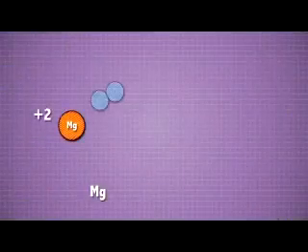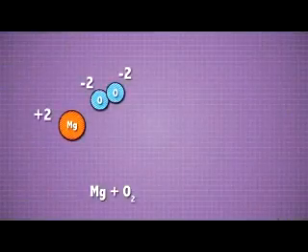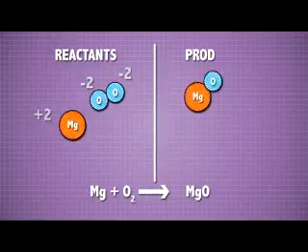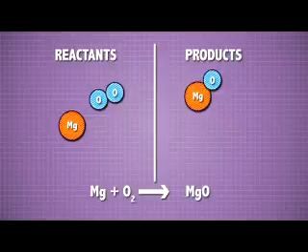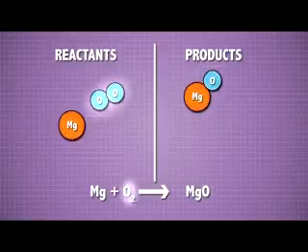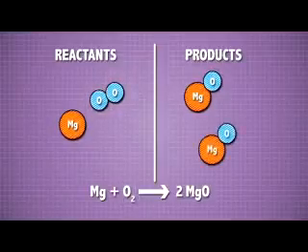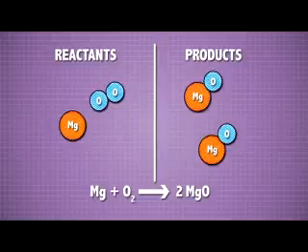A synthesis reaction occurs when atoms and/or compounds combine to make one new product. Let's look at an example. Magnesium is +2 and oxygen is -2, so the balanced chemical formula of magnesium oxide is MgO. Now we need to balance our reaction. We have one oxygen in the products, and we have two oxygens in the reactants. So we need to put a coefficient of 2 in front of the magnesium oxide in the products.